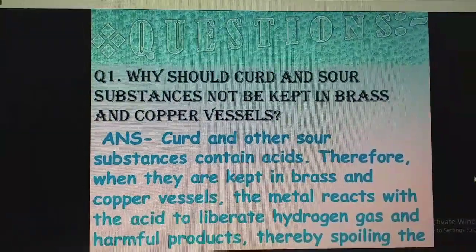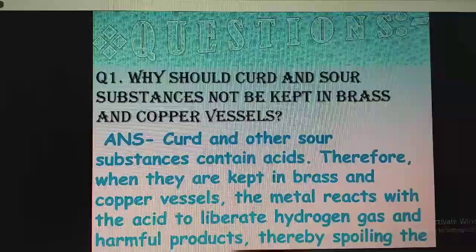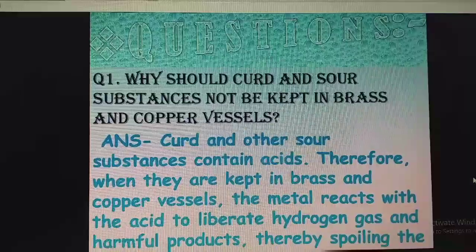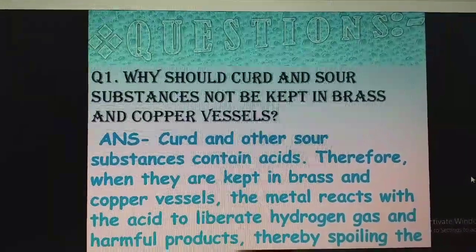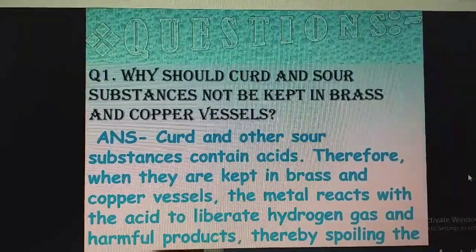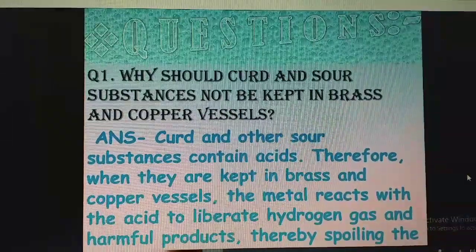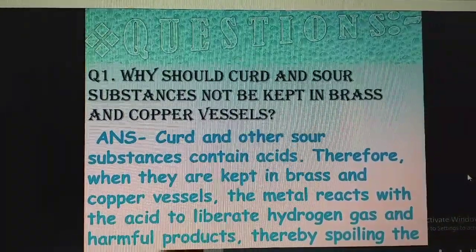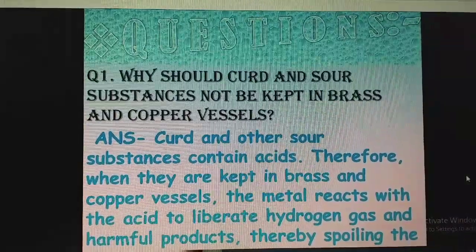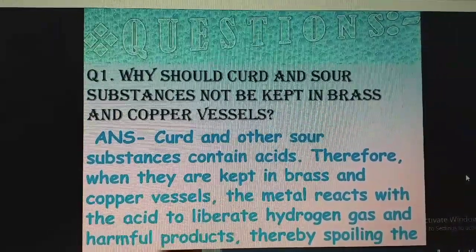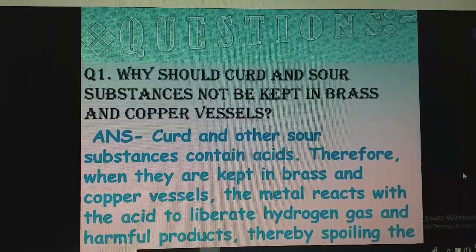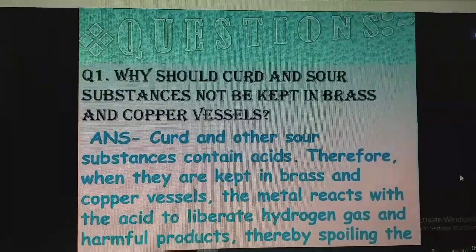Now some questions you can answer. Why should curd and sour substances not be kept in brass and copper vessels? Because curd and other sour substances contain acid. Naturally they react with your utensils made up of what? Brass, copper vessels. They are nothing but metals only. That metal reacts with your curd which contains acid and liberates hydrogen gas, again harmful, thereby spoiling your curd. So we should not keep curd or any sour item in the brass vessel or copper vessel.